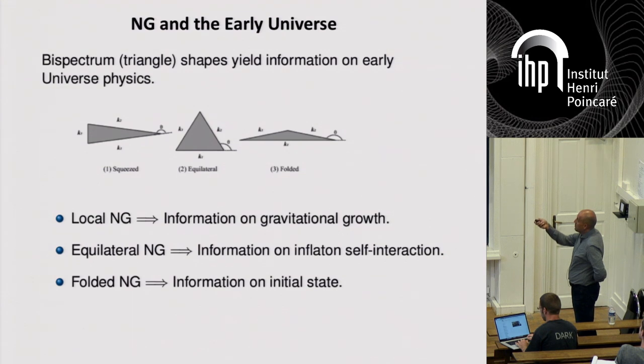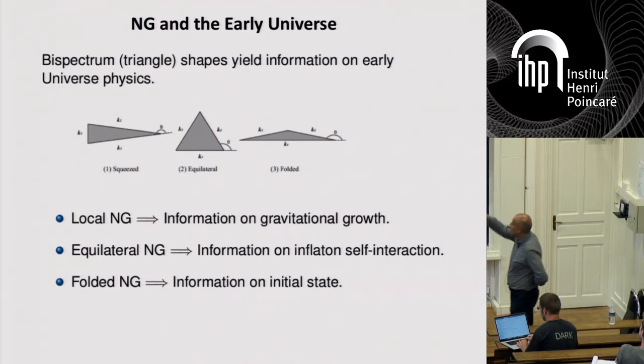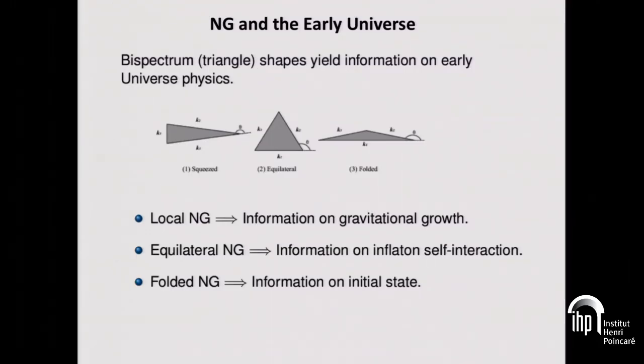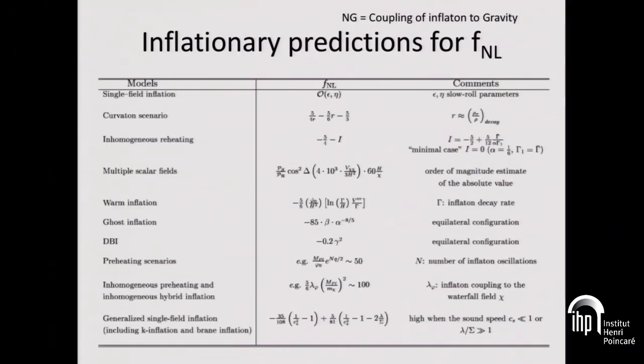The equilateral shape, and this will be, I guess I ran out of a pointer. The equilateral shape gives you information about the inflaton self-interaction, while the so-called folded shape tells you information on the initial state of the inflaton. People have been working a lot on this kind of features and non-Gaussianity. There's an enormous literature going on about that, especially about the bispectrum. And I will mention that there are some predictions that you can make for this kind of non-Gaussianities.